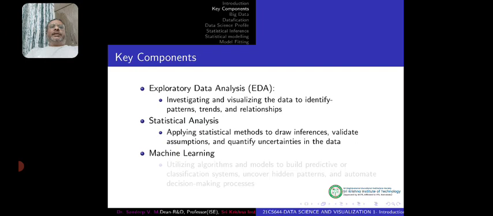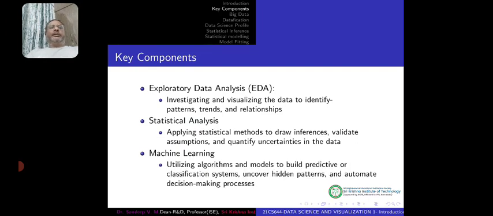Next is machine learning. Here we are utilizing various algorithms and models to build predictive or classification systems, to uncover hidden patterns and to automate the decision processes. The problem with big data is we have too many data, and too many parameters for each data, and that makes the task almost impossible to solve. If you are trying to identify any pattern within the data, it becomes almost impossible to go through all the millions of data and try to understand what the data is trying to convey.